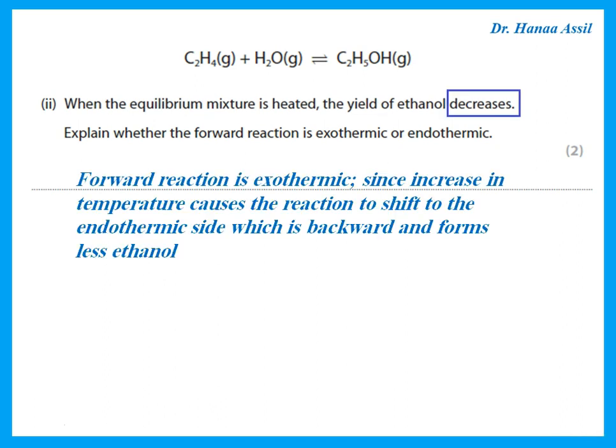So the forward reaction is exothermic. This is because an increase in temperature causes the reaction to shift to the endothermic side. In this case, it went backward and formed less ethanol, and that means that the forward is exothermic.